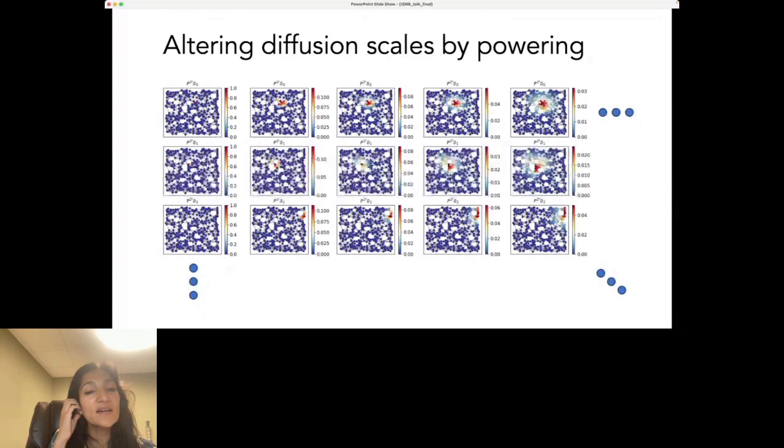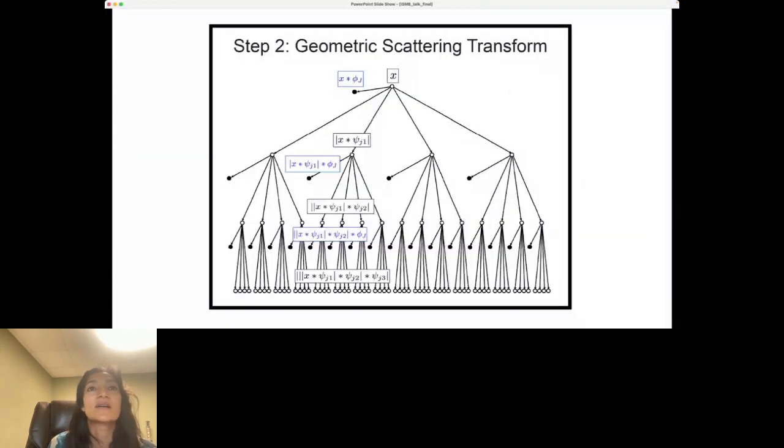So now from there, we create something more complicated called a geometric scattering transform. The idea here is you take many different scales of wavelets, a cascade of wavelets.